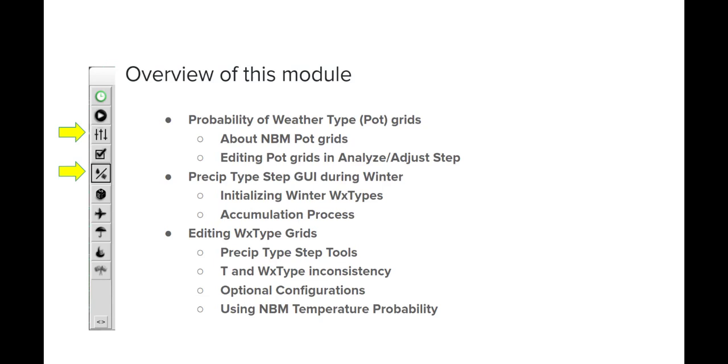In this module, we will first talk about NBM probability of weather type, or POT grids, and how and when to edit these in the Analyze Adjust step. We'll go over the precip type step, its GUI, and the options when it's in winter mode. This means we'll discuss initializing winter weather types and the options to control these and how various accumulation grids are created. We'll spend some time talking about editing weather type grids and consistency checks. Finally, we'll touch on some optional configurations along the way and talk about how NBM temperature probability data is being used to transition grids away from being purely deterministic.